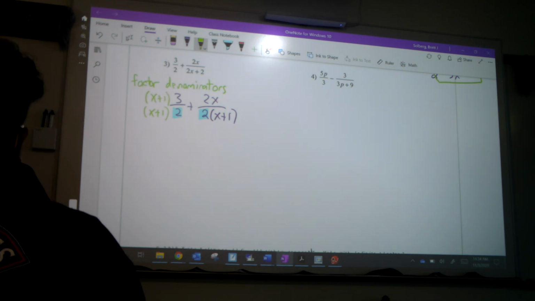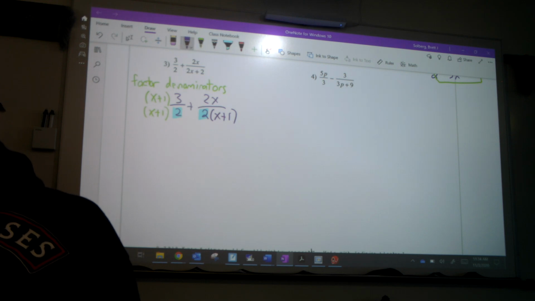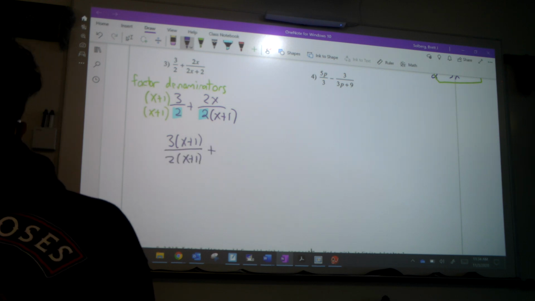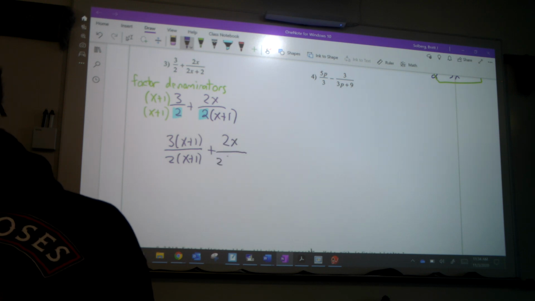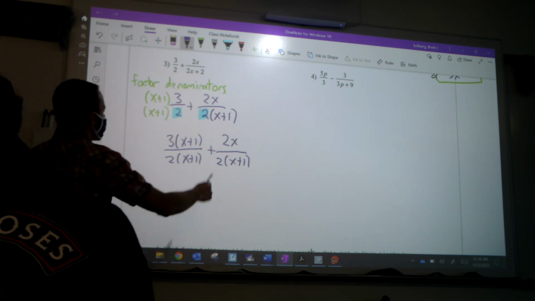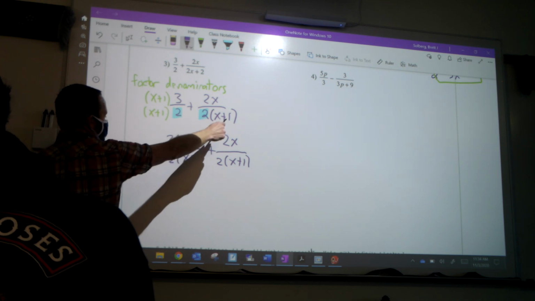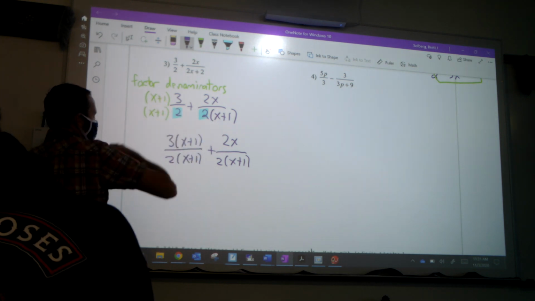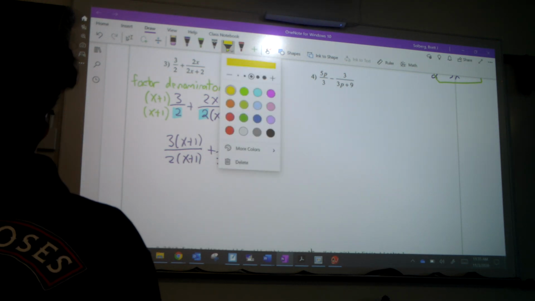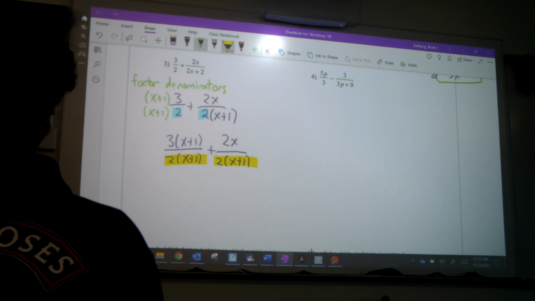Multiply the numerator, right? So I'm actually going to change the way I did that. So it's 3 times x plus 1 over 2 times x plus 1. The order doesn't really matter here. Plus 2x over 2 times x plus 1. Okay, are you guys okay with that so far? All I did was I said, hey, look, they both have a 2, but this one has an x plus 1. If we want to add it, then this one also needs an x plus 1. Now do we have a common denominator? Yep. So what does that mean we can do? We can add the numerators together.